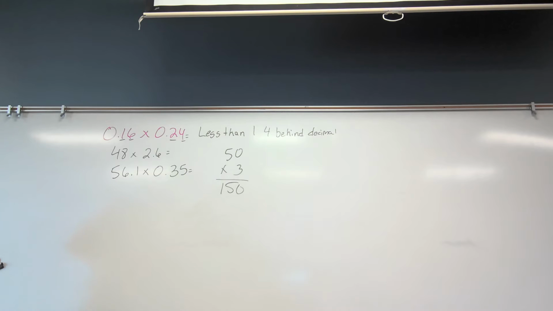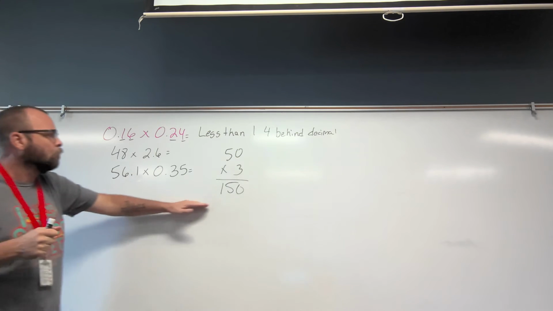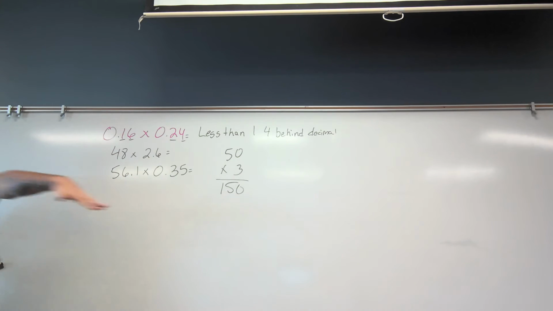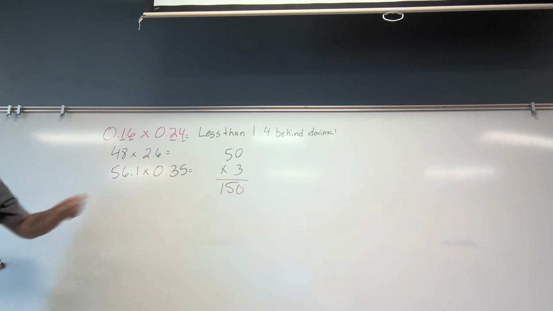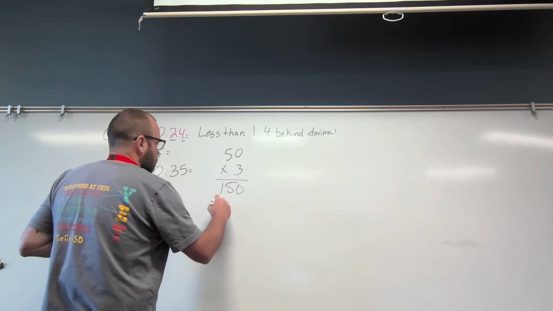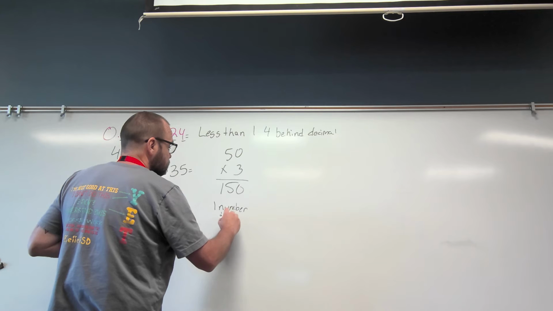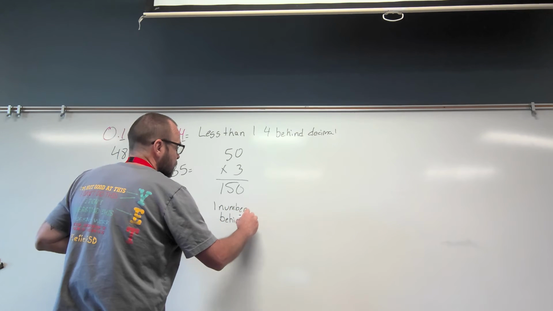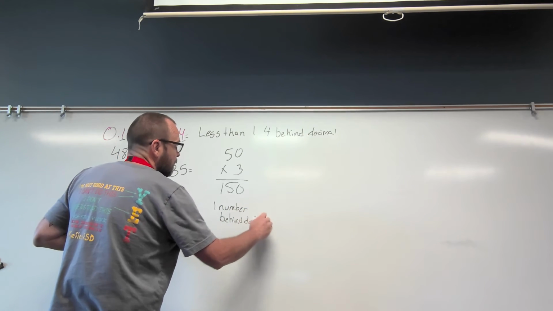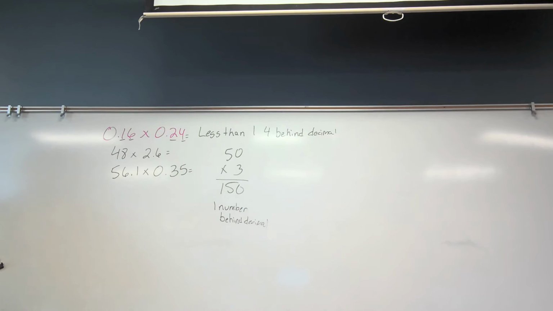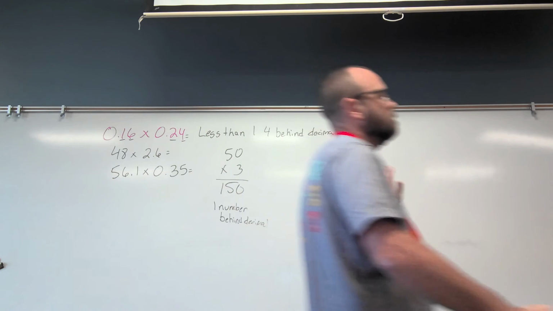Let's see, 0, 15. So I'm going to have 1 behind it. My answer needs to be somewhere near 150. Somewhere near 150. It's not going to be 150. And I need 1 number behind the decimal in my actual problem. Not in my estimate, because I don't have any decimals in my estimate. Actually, I do, but I don't have anything behind the decimal in my estimate.